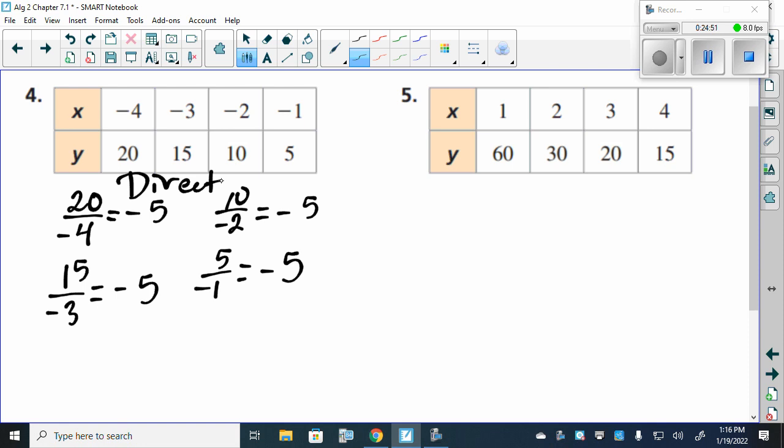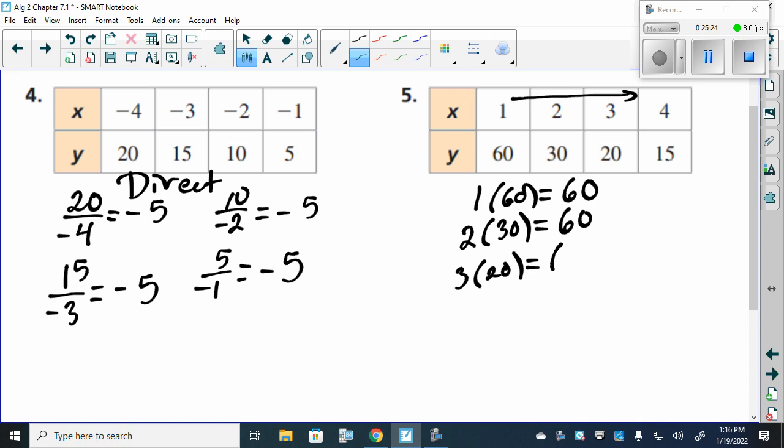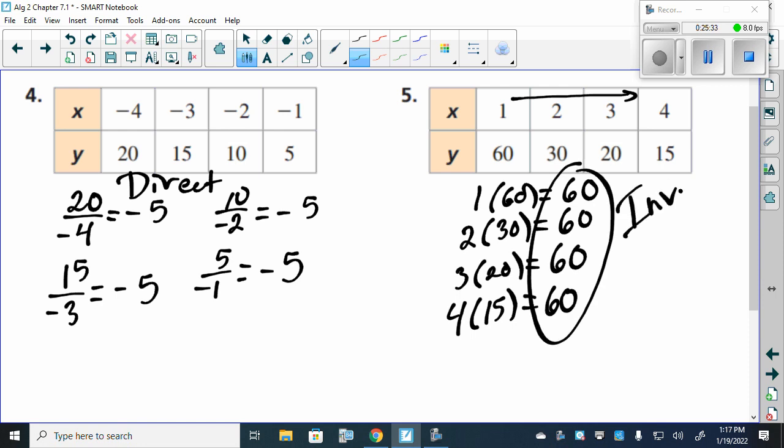Now, if we look at number 5, the x values 1, 2, 3, 4 are getting bigger, and the y values 60, 30, 20, 15 are getting smaller. That helps tell us that it is an inverse, but the amount of change has to be the same. So to make sure we can do the multiplication: 1 times 60, 2 times 30, 3 times 20, and lastly 4 times 15. So this here would be inverse.